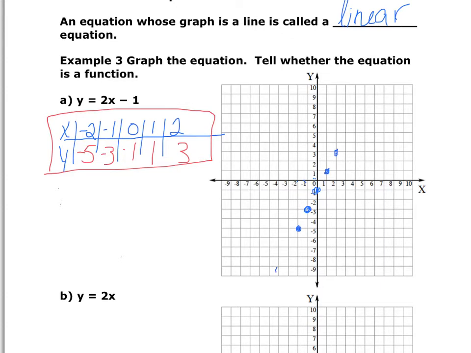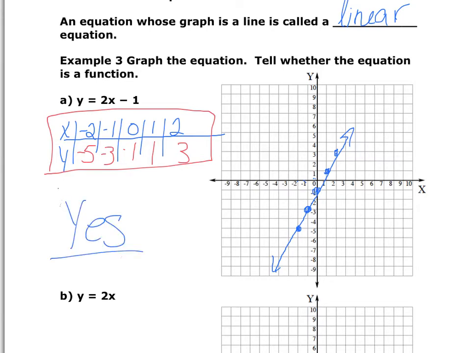This should produce a line. Again, if we do our vertical line test anywhere through this, we can tell that it will not hit any 2 points. So we will say that yes, this is a function once we are done. So yes, it's a function.